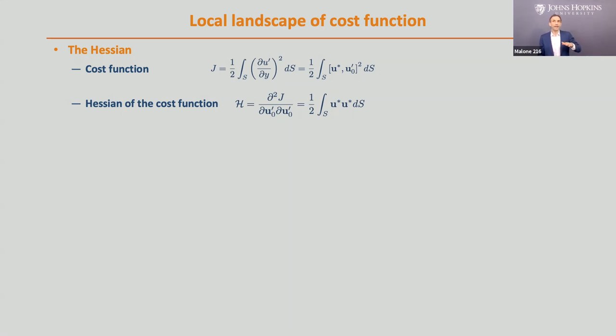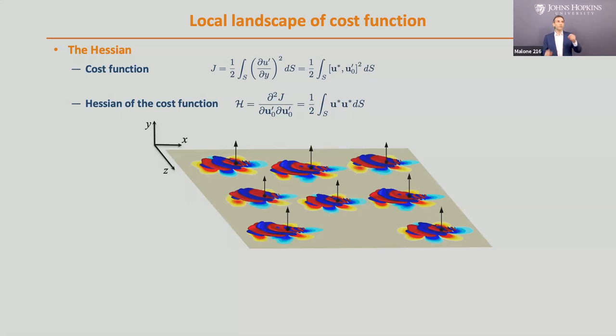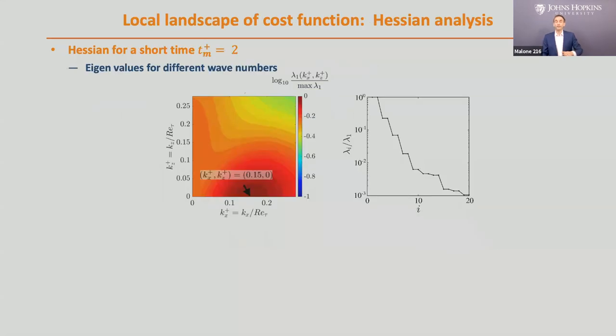Instead of integrating over the area, because it's homogeneous, we can do an ensemble average from different pulses at different locations. So we can compute the ensemble average Hessian, and we can also analyze it in terms of its Fourier components. For every kx and kz, I can look at this Hessian matrix and at its eigenspectrum. It's a very expensive computation, but we've performed it.